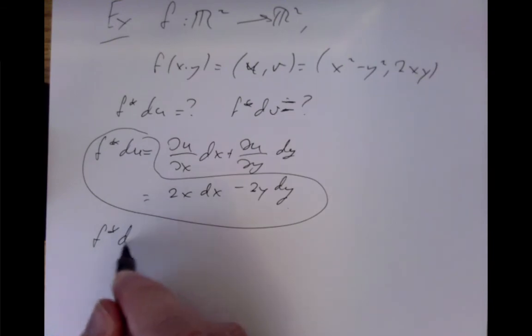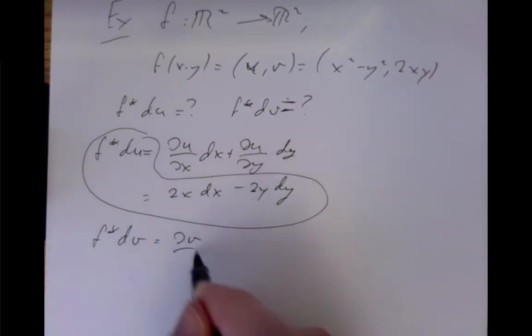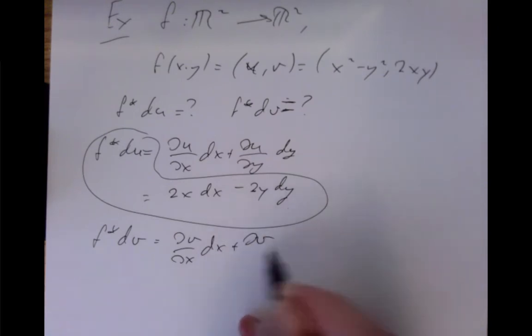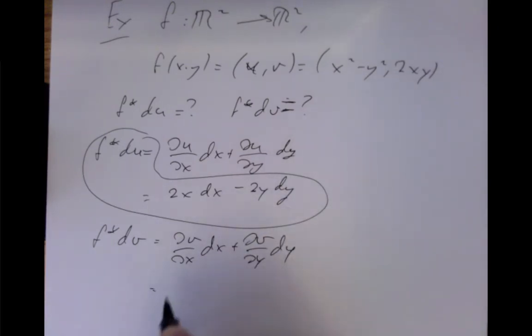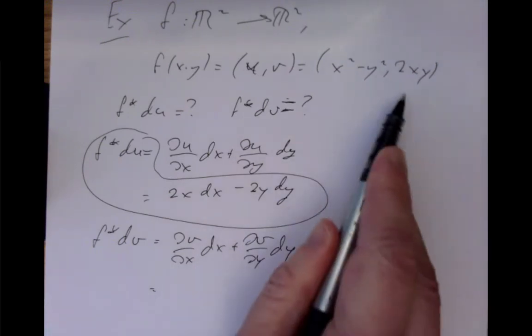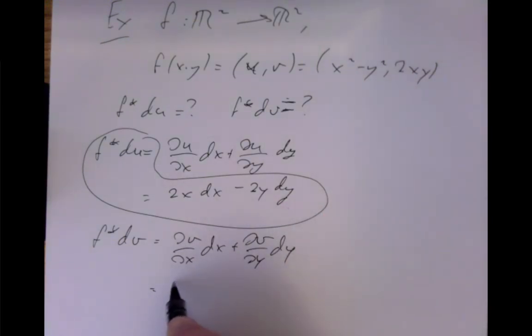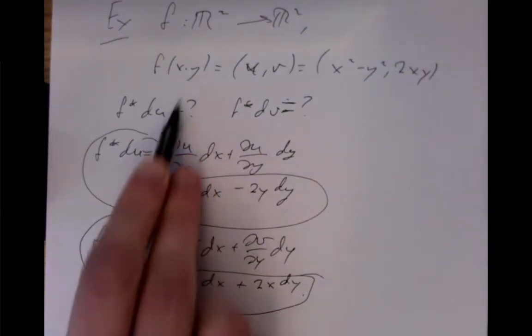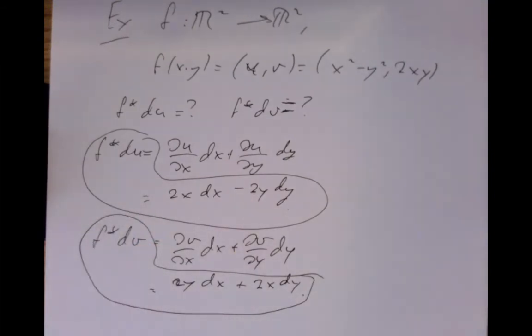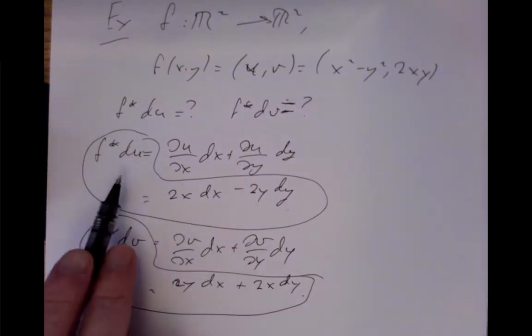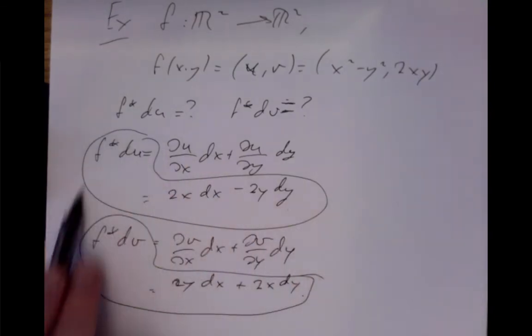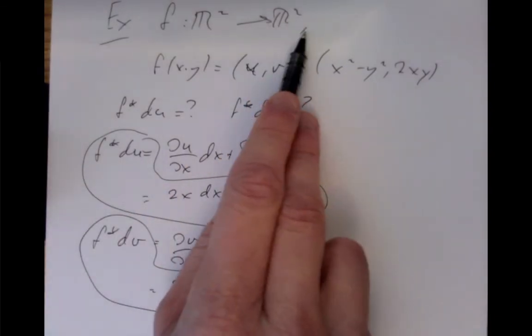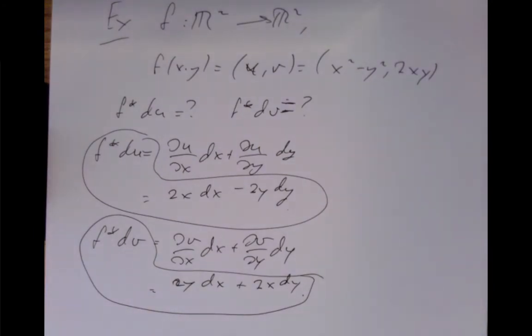And then similarly, f star of dv is ∂v/∂x dx plus ∂v/∂y dy. And we can calculate this out. Let's see, this is v, so we'll calculate that its x derivative is 2y dx plus its y derivative is 2x dy. Okay, so that gives us the formulas, in this explicit example, for how to calculate a pullback. So again, in terms of this, we can calculate how all of the covectors on the UV plane pull back to covectors on the XY plane by this map.